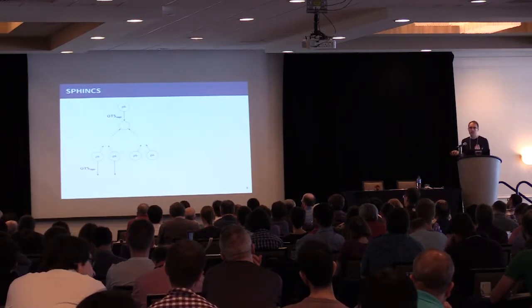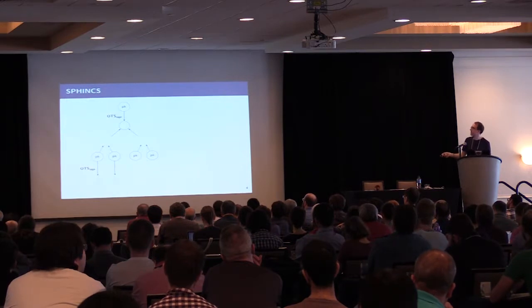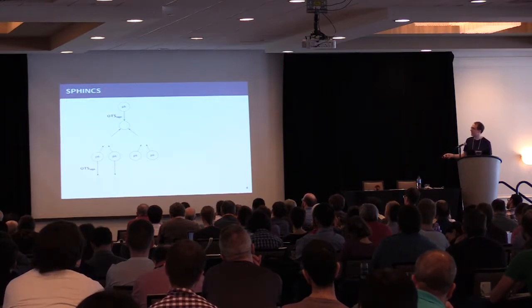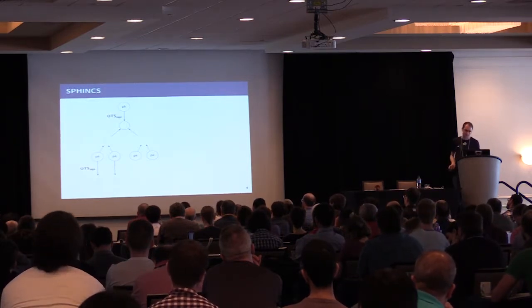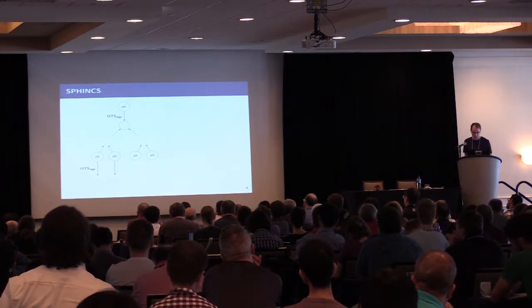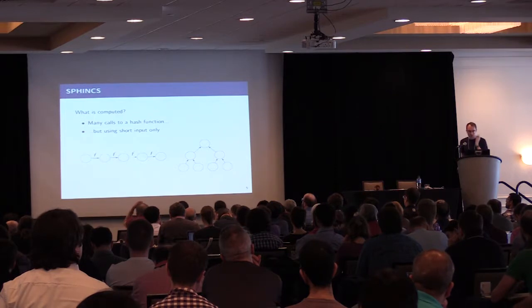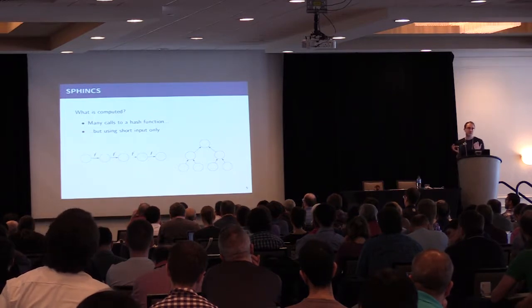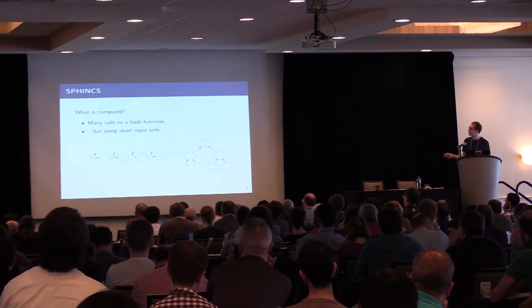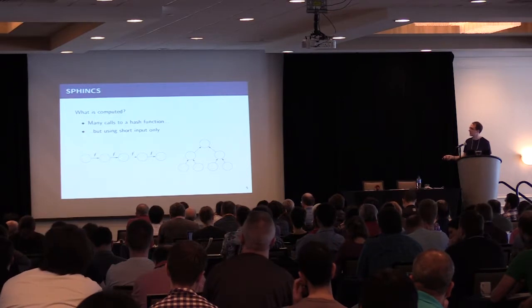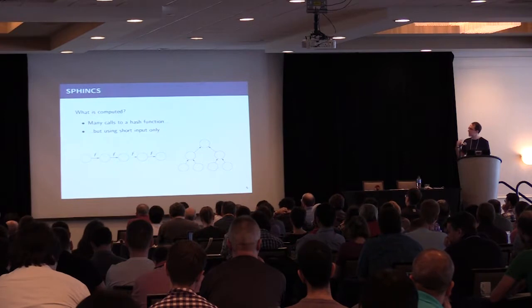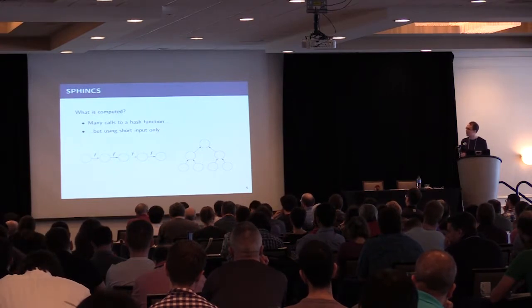If you look at one of these triangles, it's basically just a Merkle tree, and in the leaves we have the public keys of the one-time signature. So what are we doing here? What are we computing? Well, it's just hash calls. All we do is compute hash chains and Merkle trees. So there are many, many calls. We have many layers of this, but all we do is compute hash chains and hash trees.